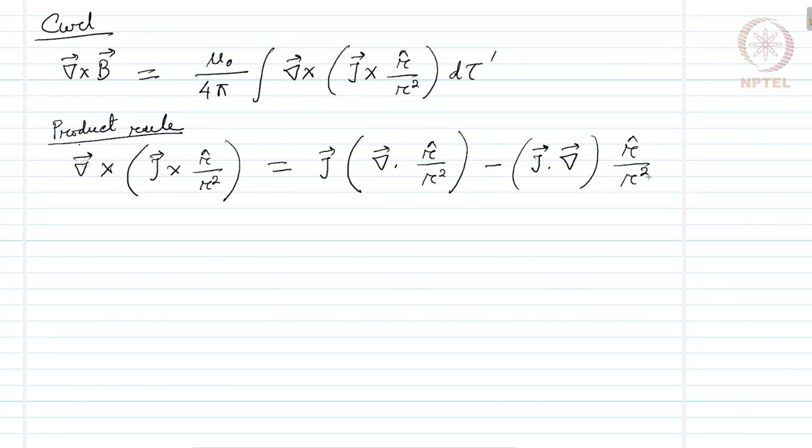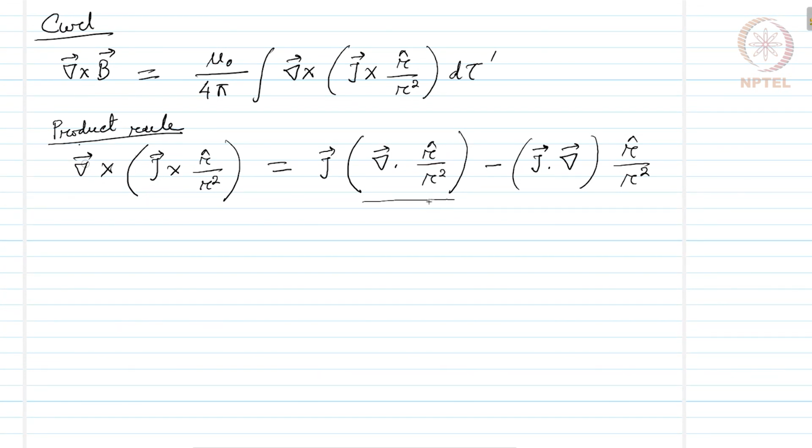There were terms involving derivatives of j that we have already ignored, because j is a function of the primed coordinates and its derivatives in unprimed coordinates are not going to survive. There would have been 4 terms, we have kept only 2 by ignoring the other terms. That will certainly go to 0. Now, we have divergence of r cap over r squared, and we know that this quantity becomes 4 pi times Dirac delta.